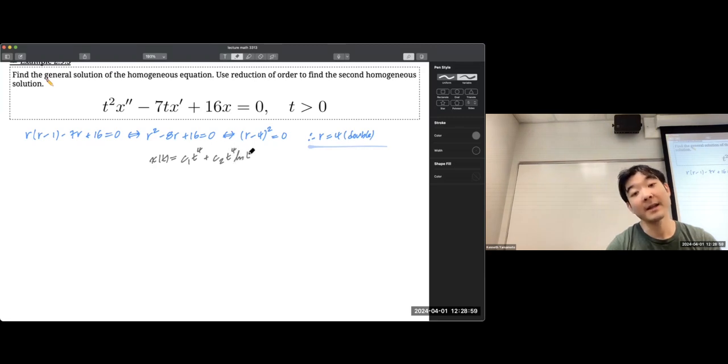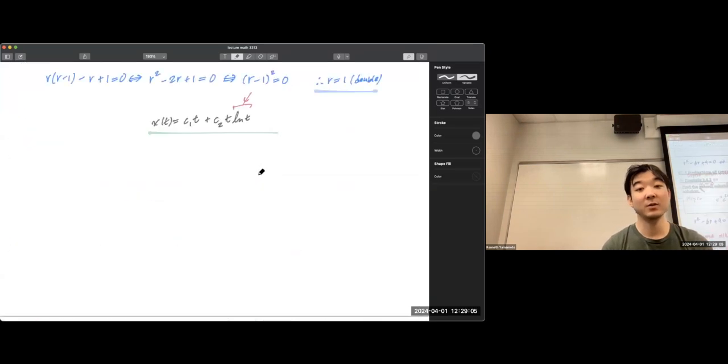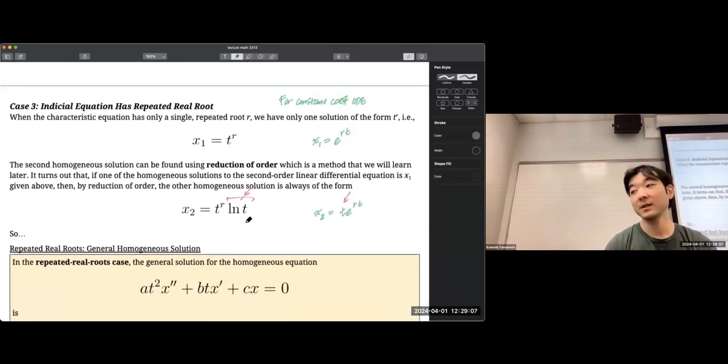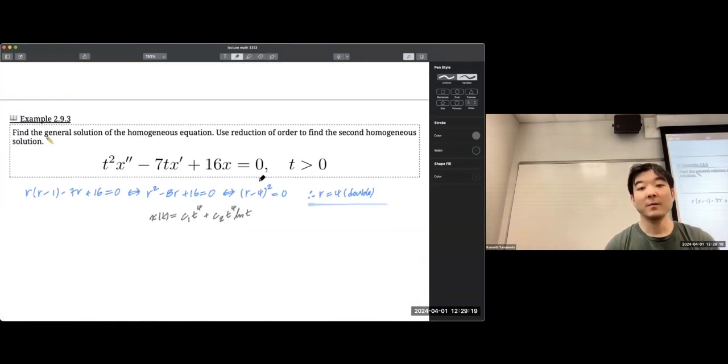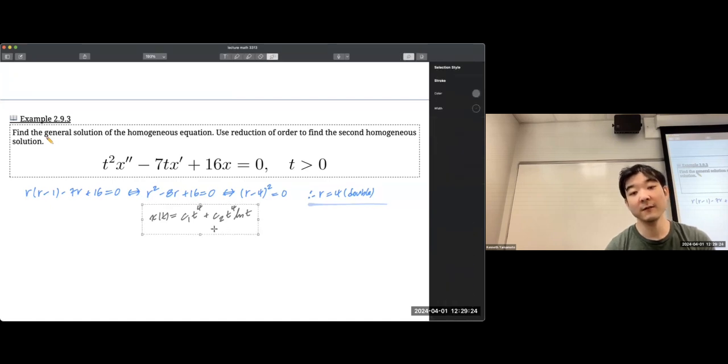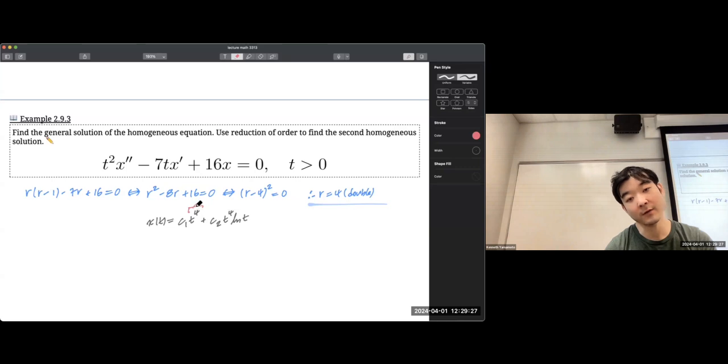times ln of t, which was really weird because it wasn't the t that we had said before. It was this ln of t, which we had up here. So why in the world is this ln of t here? We're going to show that using reduction of order. This is the only time where we've multiplied by something that's not actually t. We're used to multiplying by t, but we know one of the homogeneous solutions is t to the 4th for sure. That one we're comfortable with. But why does the other one, this x2 homogeneous solution, have a multiplication by ln of t?